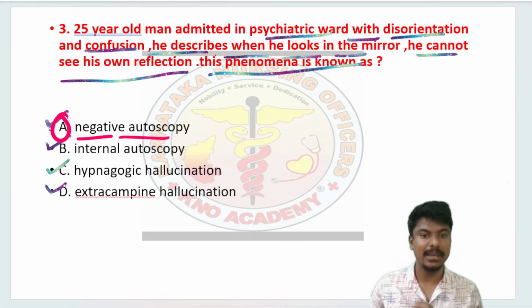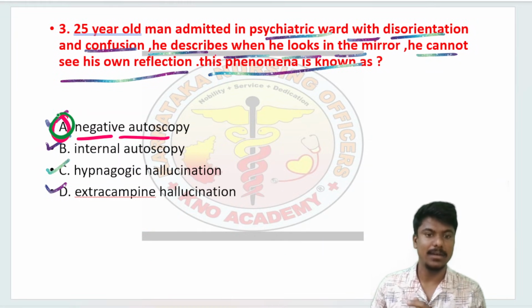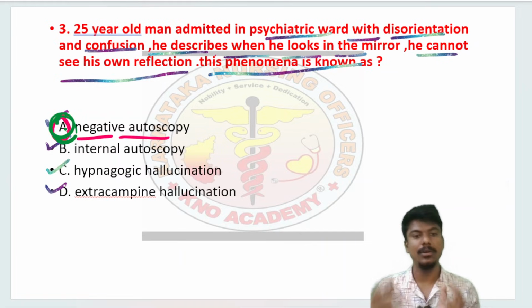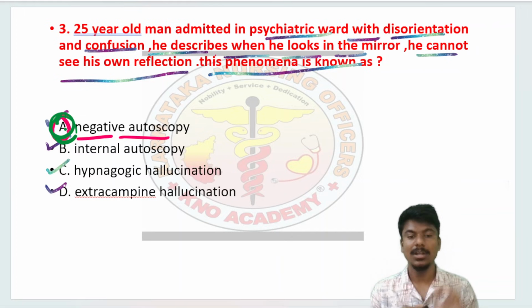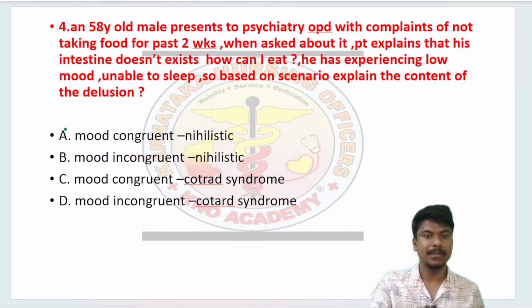Then option A is the right answer, negative autoscopy. Here the person is not able to perceive his own body parts, cannot reflect his own body parts. That is what we call negative autoscopy.